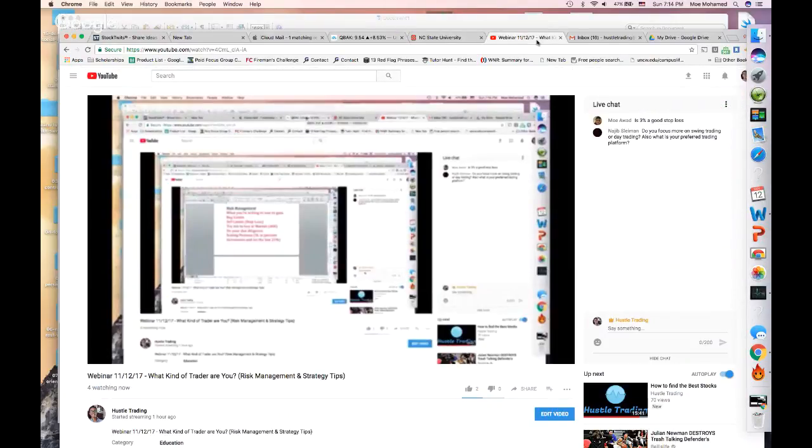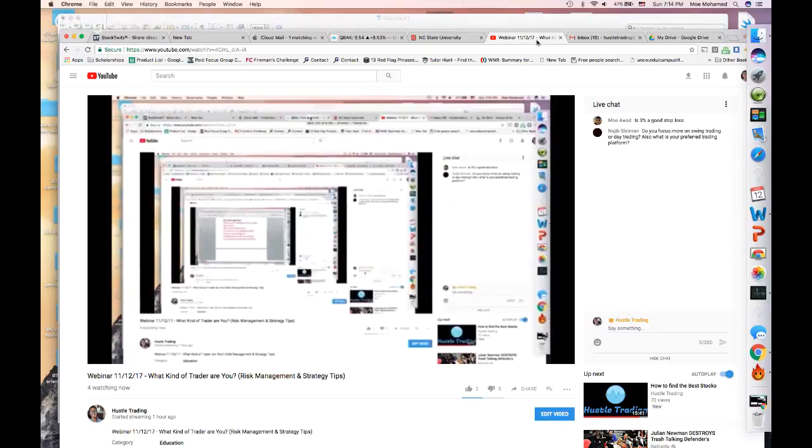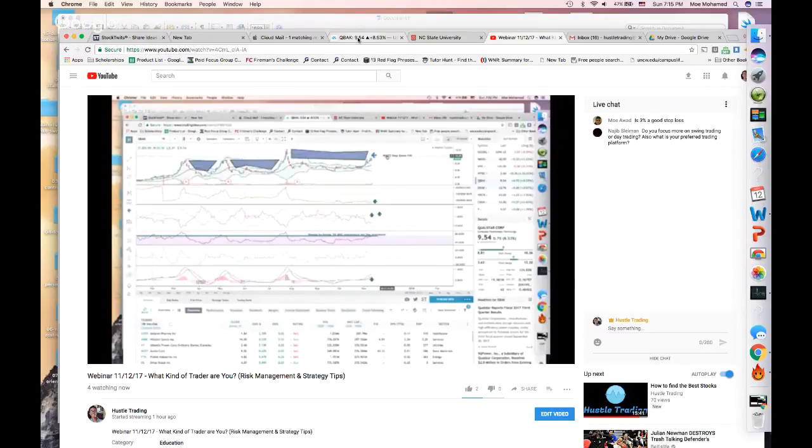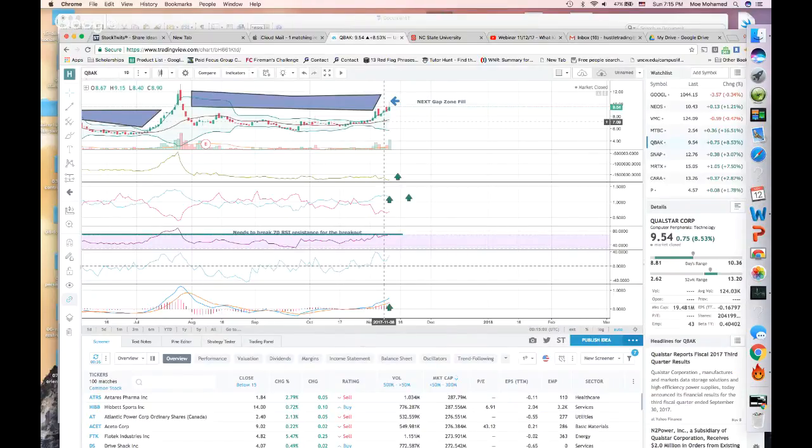Do you focus more on swing trading or day trading? Also, what is your preferred trading platform, from Najib? Hope I pronounced that correctly. I focus more on swing trading because, like I said, it's less stressful. It's really more practical for somebody who has a full-time job, somebody who is busy during the days and can't trade, and has a lot of time at night or at the end of the day, and can see and pick up patterns. So for me, I prefer swing trading.